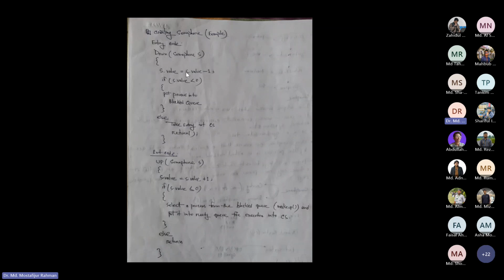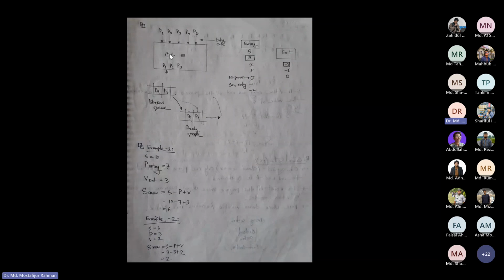Semaphore value minus 1, that means 2 minus 1, that means 1. Is 1 less than 0? No. So else, take entry into the critical section. That means P2 can easily get entry into the critical section.